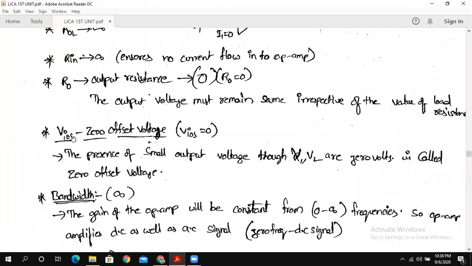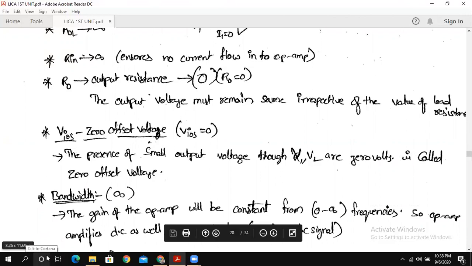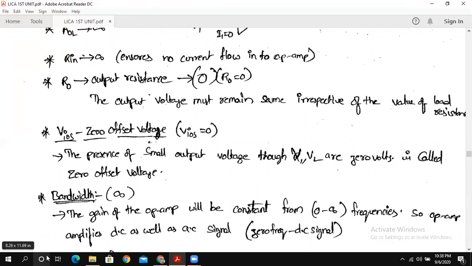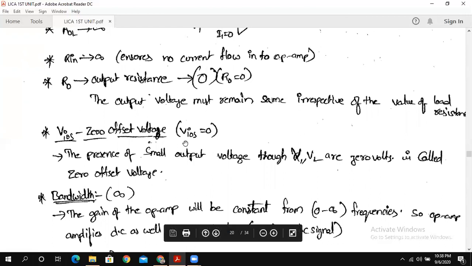VIOS, the input offset voltage, is always zero. What is this offset voltage? It is the presence of a small output voltage although V1 and V2 are 0 volts. Although V1 and V2 are 0, there will be a small output voltage. This is called the offset voltage. For an ideal operational amplifier there will be no offset voltage, but practically there will be some, so for an ideal op amp this offset voltage must be 0.